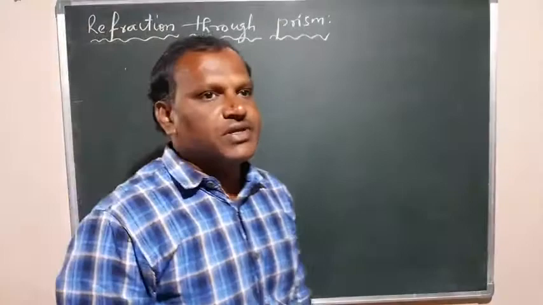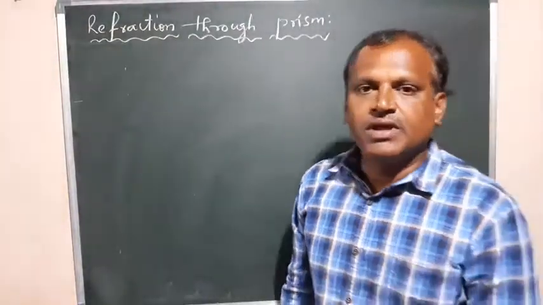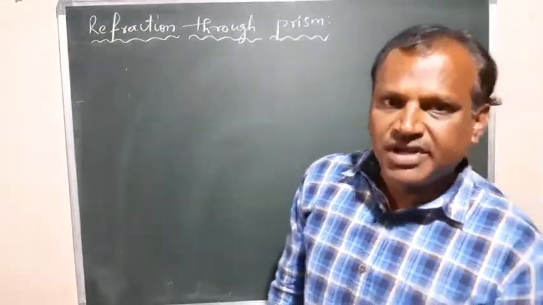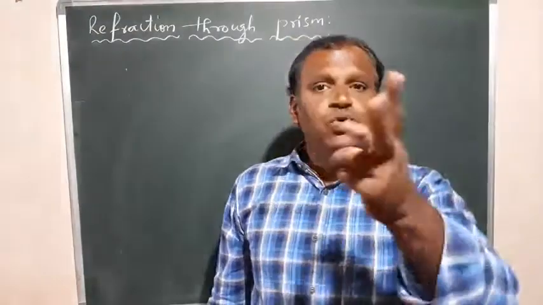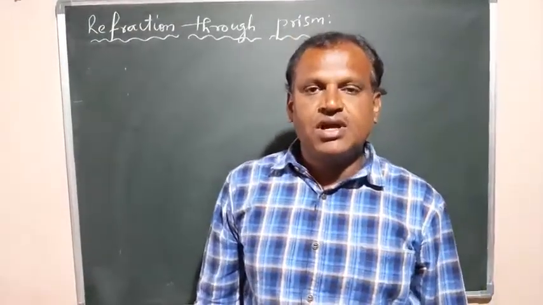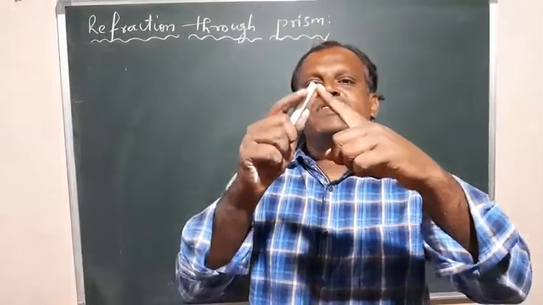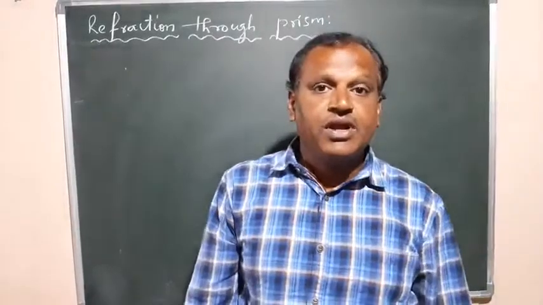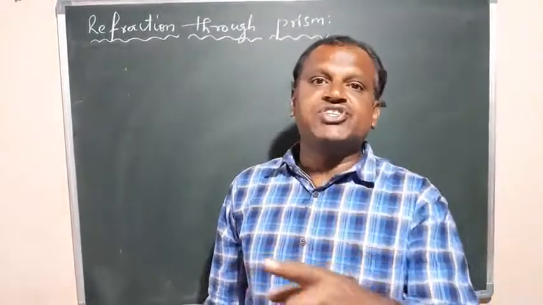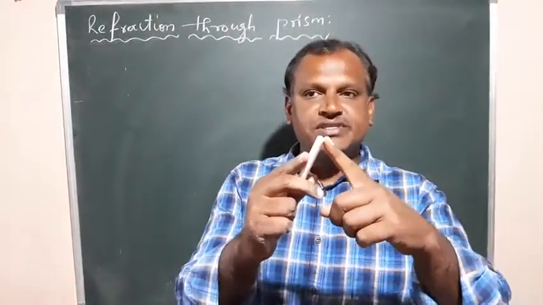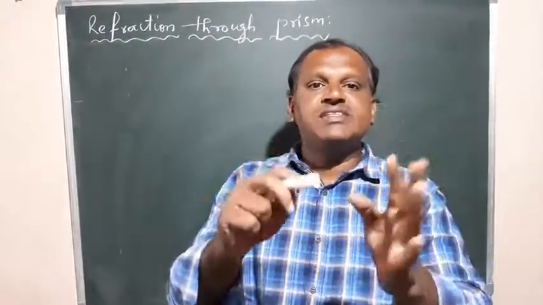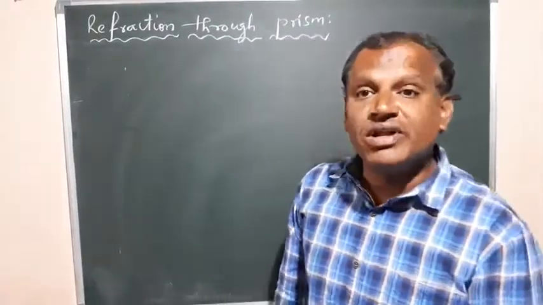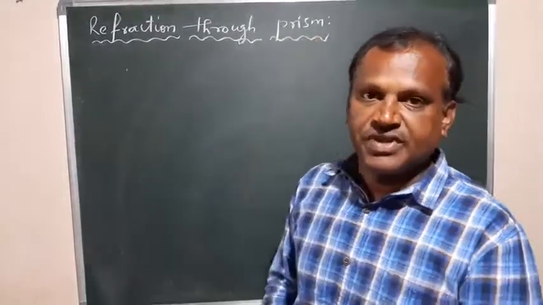A prism is nothing but an optical glass material which has two refracting surfaces, and between the two refracting surfaces the angle should not be equal to zero. A non-zero angle exists between the two refracting surfaces, and it has four faces. In that way we can construct a glass material which is called a prism, right?